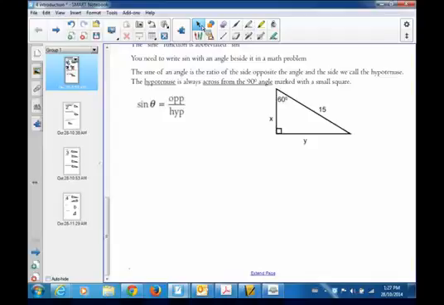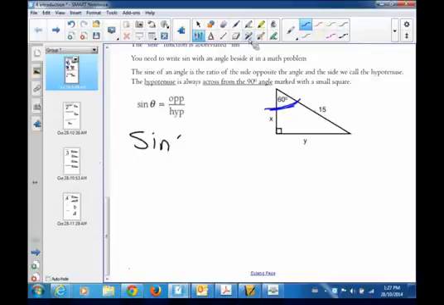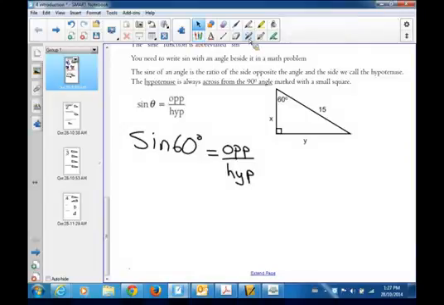back to this. Here's what we want to write down. Which angle are we interested in? We're told to look at 60 degrees. So I'm going to start with sine of 60 degrees is equal to the opposite over hypotenuse. So start with writing that down with 60 degrees, exactly like that.